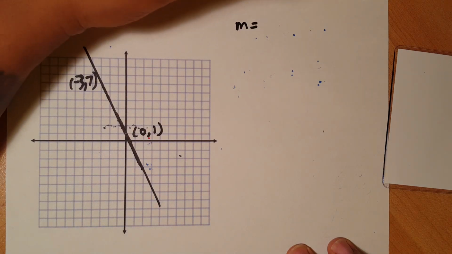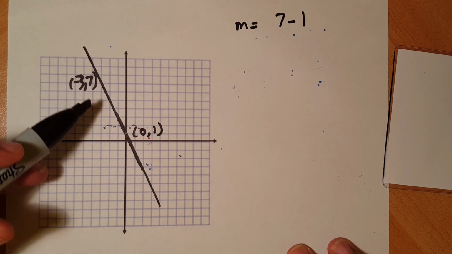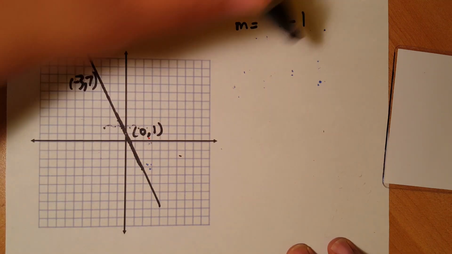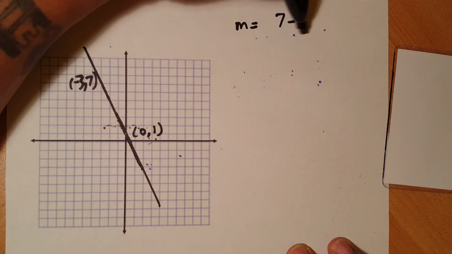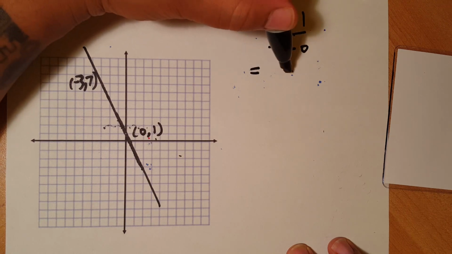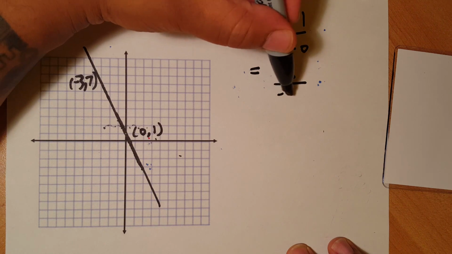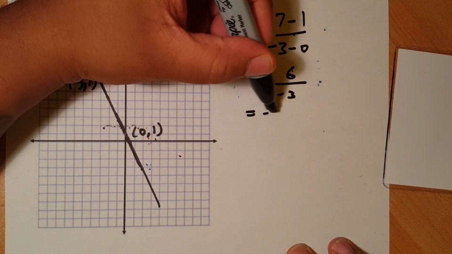So our slope m is going to be 7 minus 1. 7 is a y and 1 is a y. And then negative 3 minus 0. So that'll be 6 over negative 3, which will give us a negative 2.